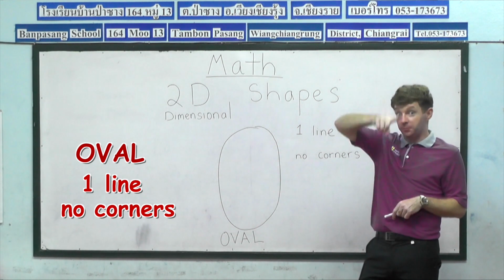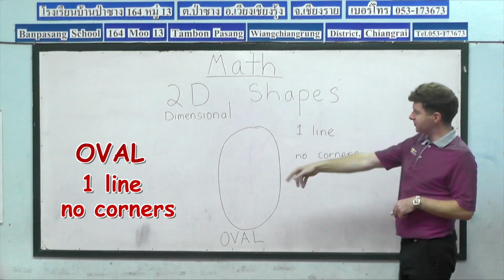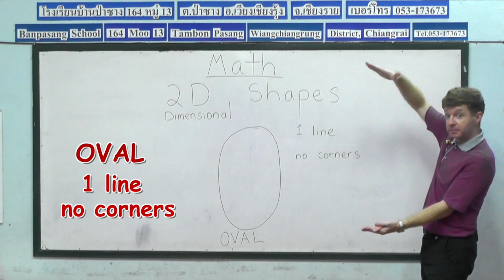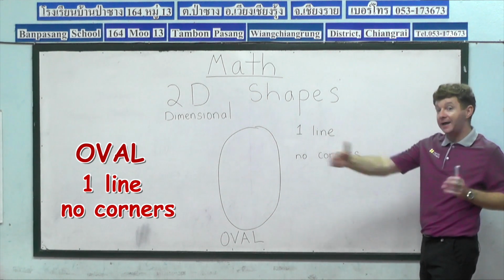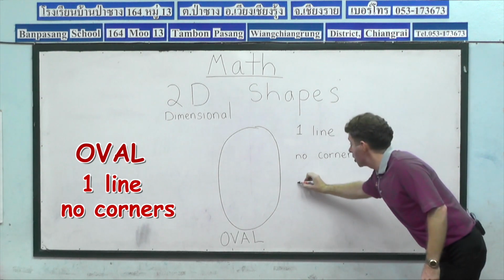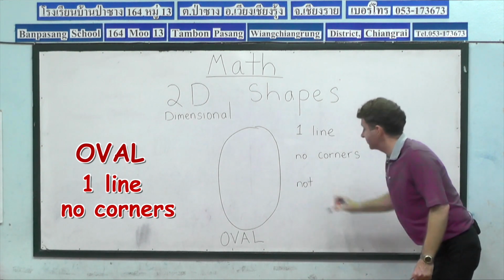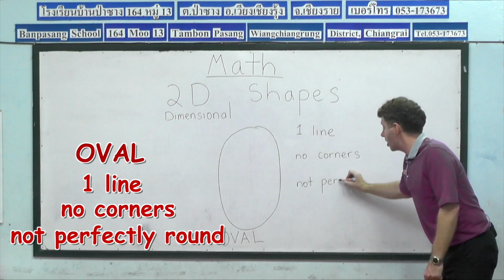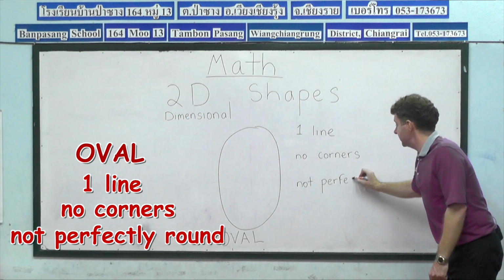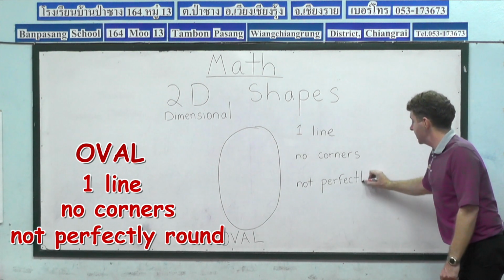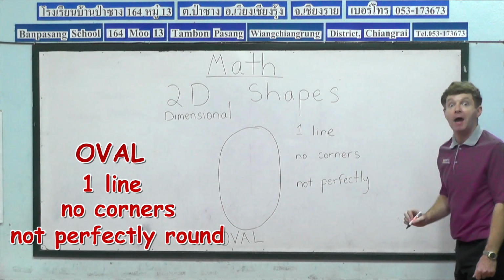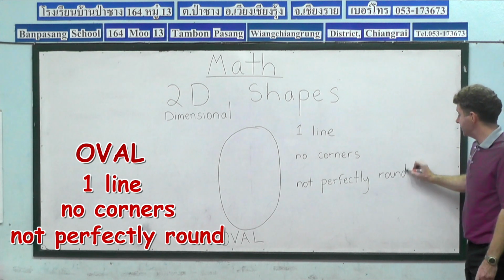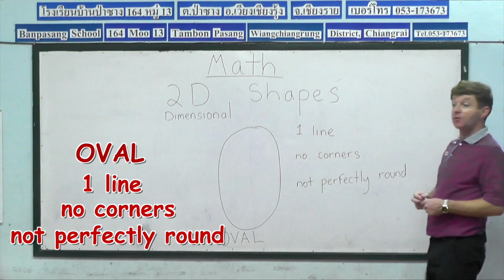Okay, next one. This is where an oval is different from a circle. A circle is perfectly round. Is our oval perfectly round? No, correct. An oval can be taller or wider. So we say not, N-O-T, perfectly, P-E-R-F-E-C-T-L-Y, round, R-O-U-N-D. Excellent, guys.